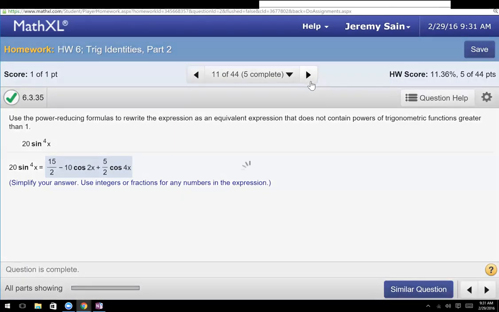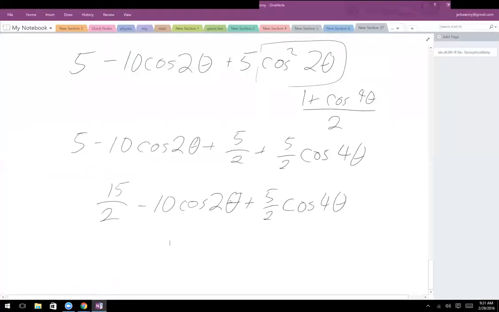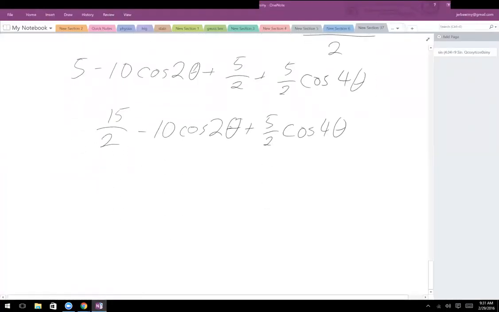So, let's do one more like that, just because you're going to be annoyed whenever you have to do it yourself, and I'm trying to show you that it's really not that hard. So sine squared of x, cosine squared of x.